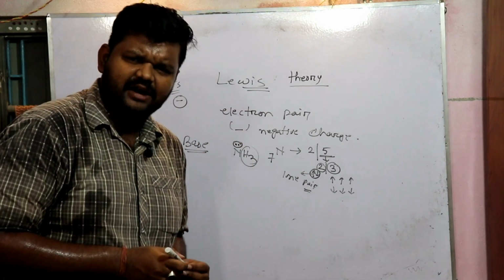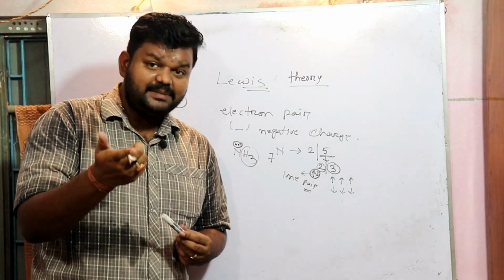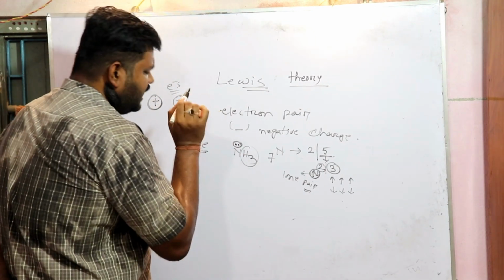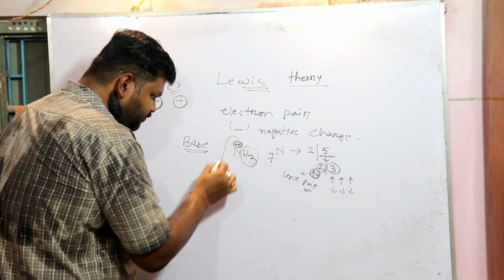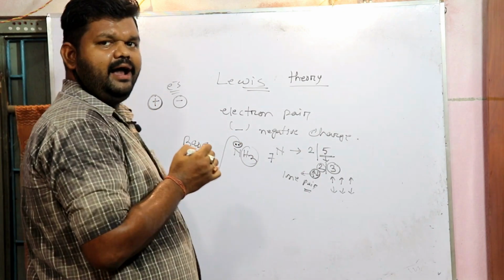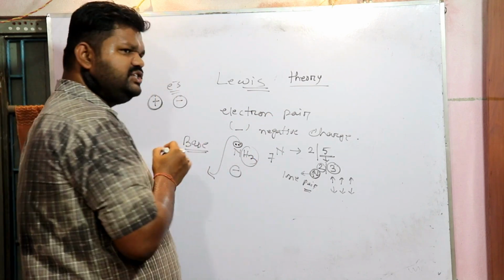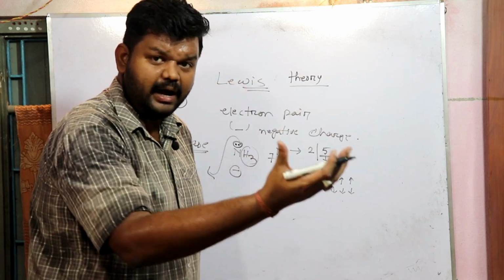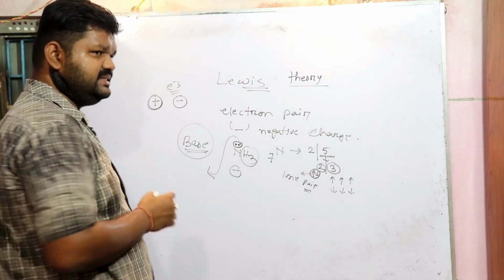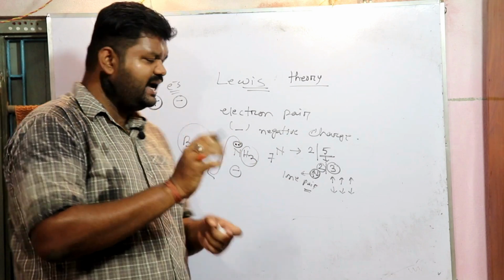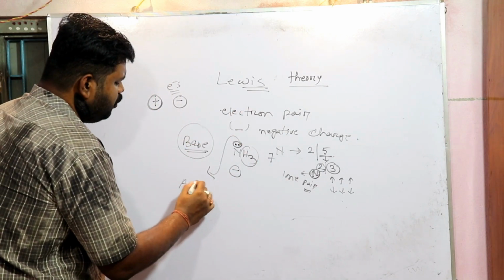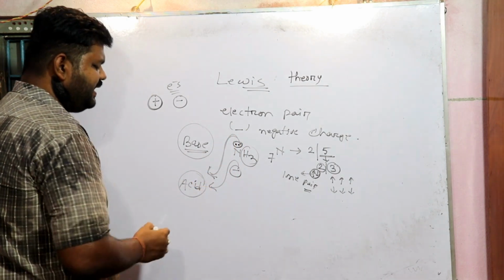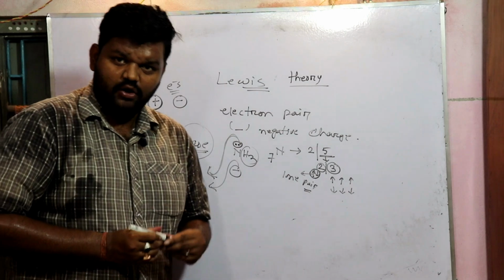Lone pair means excess electrons, electrons which are not participating in the chemical reaction. Suppose the compounds which can give this lone pair or which can give minus charge, that means which can give electrons to other compounds, they will be known as base. And vice versa, the compounds which can accept these electrons or accept this negative charge will be known as acid.